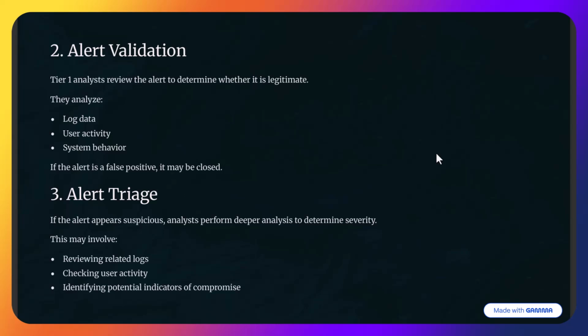3. Identifying potential indicators of compromise (IOCs). Indicators of compromise are pieces of evidence that suggest a system may have been breached. Examples of IOCs include malicious IP addresses, suspicious file hashes, unknown processes running on a system. The goal of triage is to determine whether the alert should be escalated for further investigation.